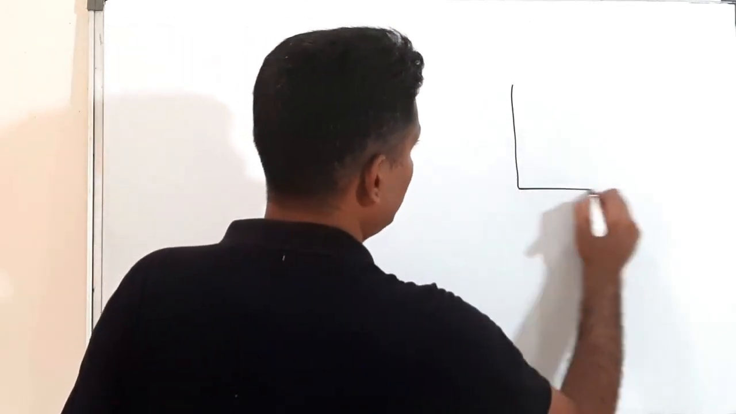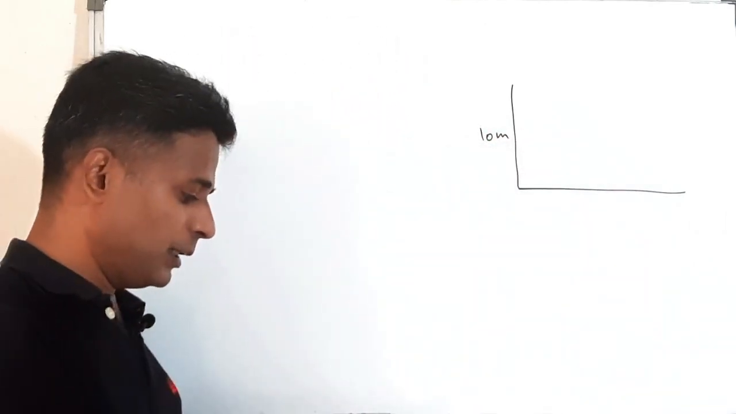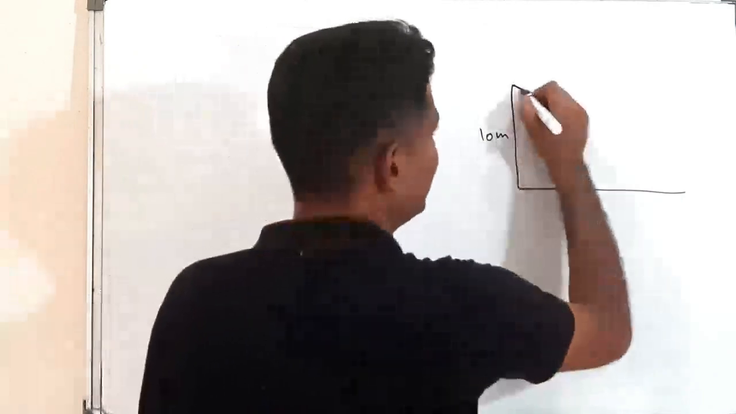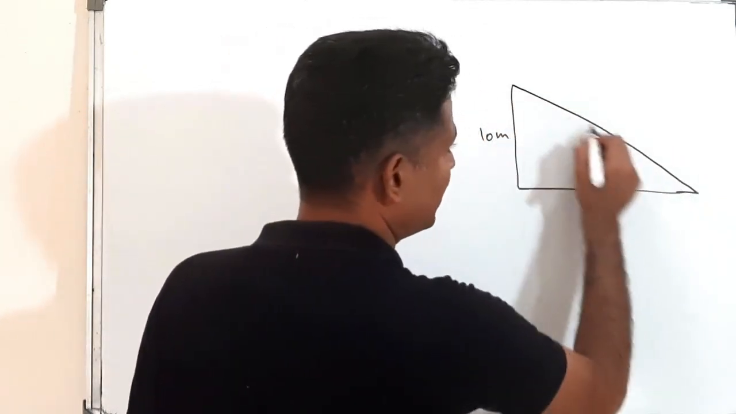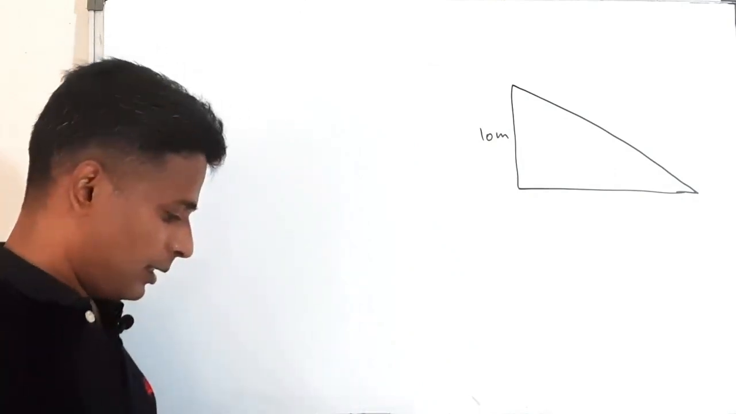Alright guys, now the last problem. A circus artist is climbing a long rope which is tightly stretched and tied from top of a 10-meter vertical pole to the ground. So it's tightly stretched, which means it will look like a straight line.